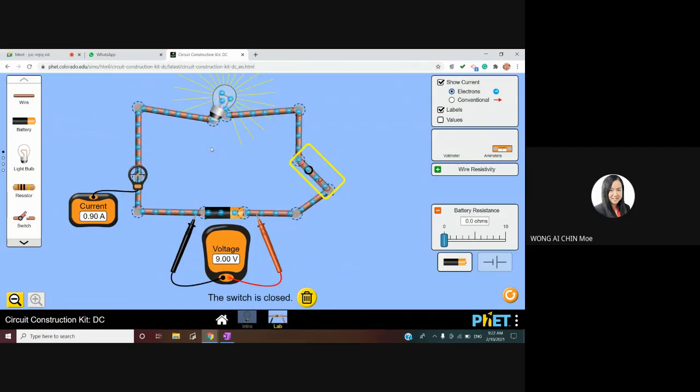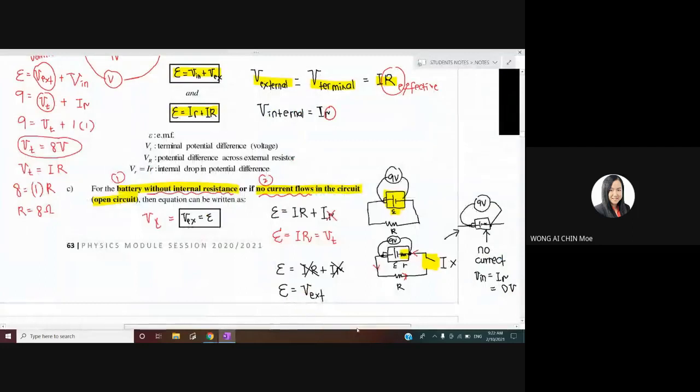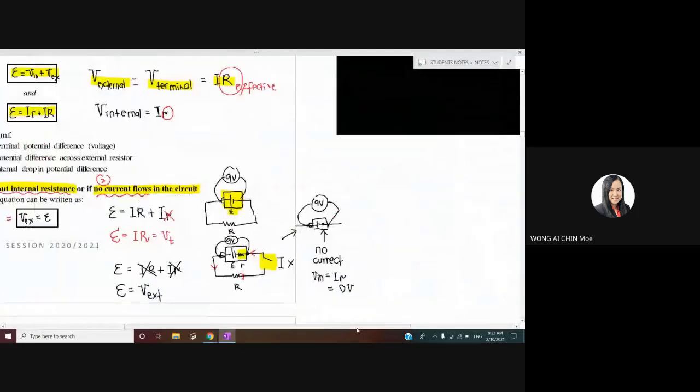So if you refer here, the voltage that I measure is still 9 volt. And the current also is still 0.9 ampere. Meaning that this bulb, bulb ini dia punya berapakah dia punya resistor? So we can calculate. Okay, we go back just now.